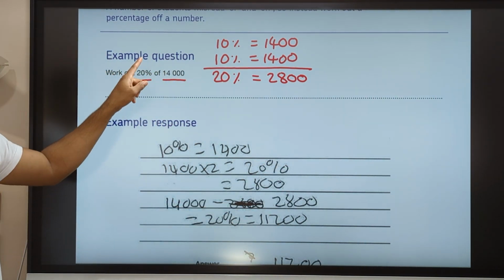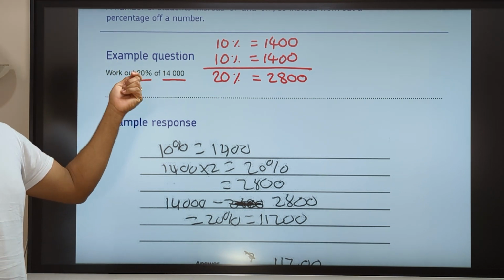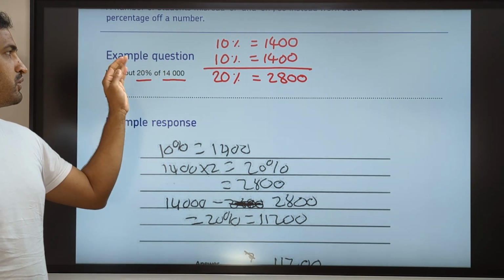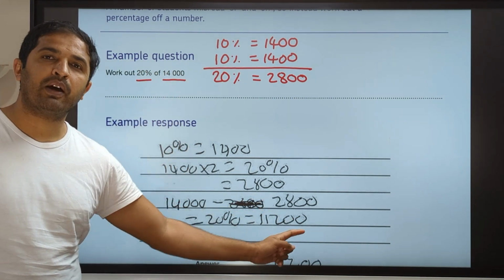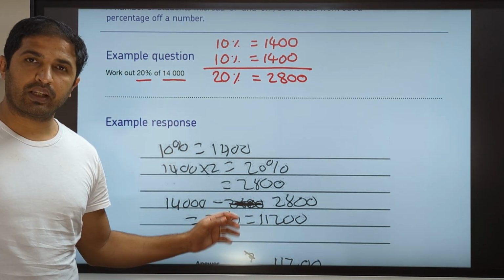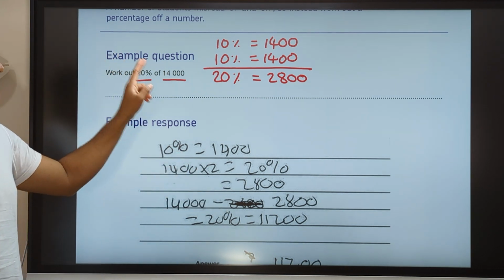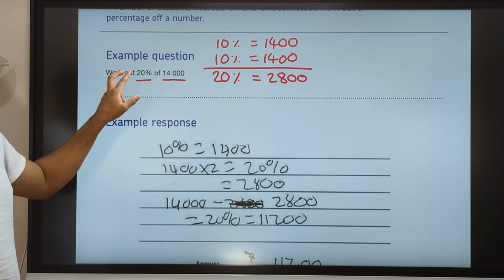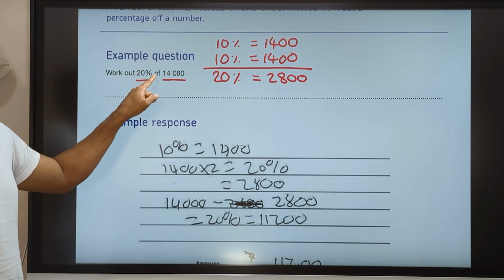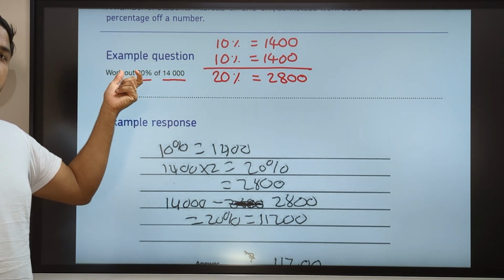But people read that as "work out 20% off 14,000". So when you take 20% off 14,000 you get the answer 11,200, which is not correct, and that's not what you need. Generally, they will not ask you that question. So you need to make sure that you keep that in mind. Saying 20% of 14,000 means you're only working out 20%.